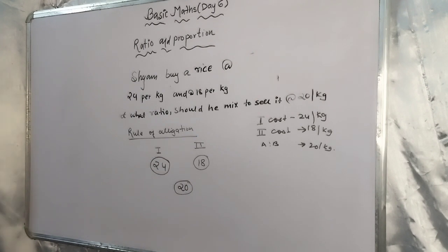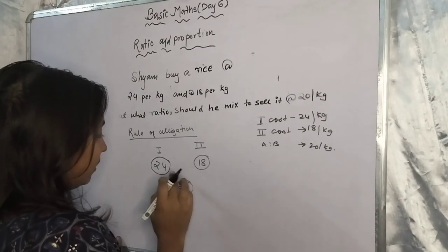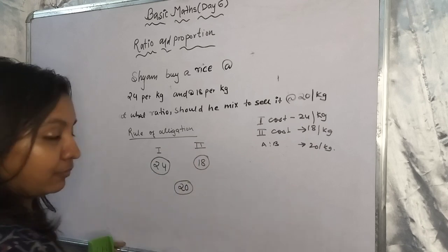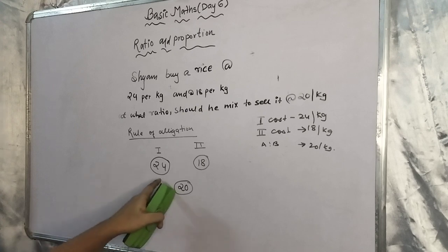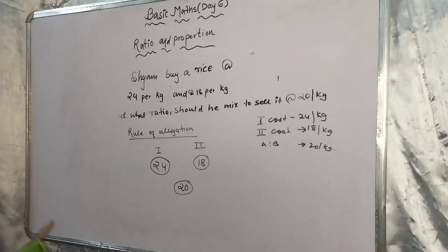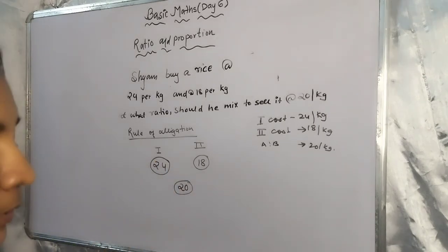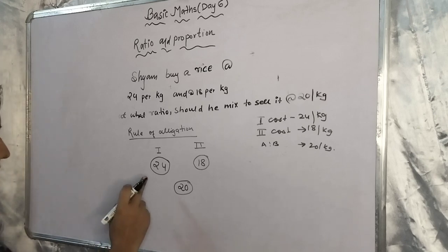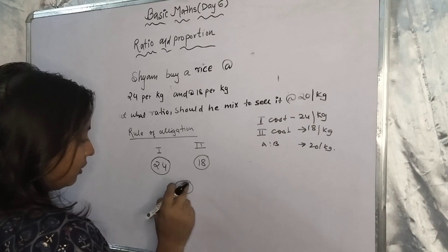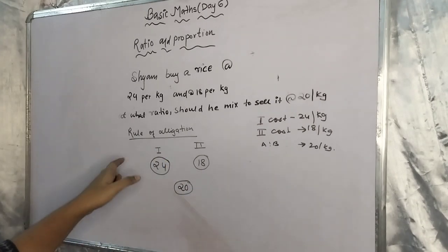So in this rule of alligation, it is stated that one number needs to be less than the required number. Fine. So one number needs to be greater than this and one number needs to be smaller than this. When this is fulfilled, then the rule of alligation is applicable. So here we can see 20 and 24. This is bigger and this is smaller than 20. So here this is clear.